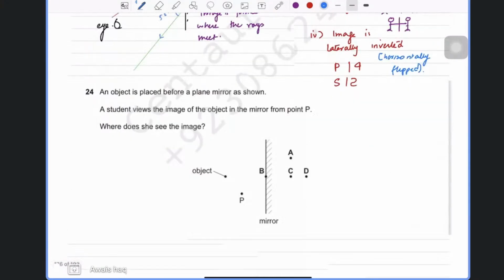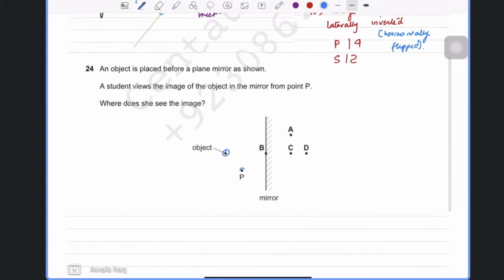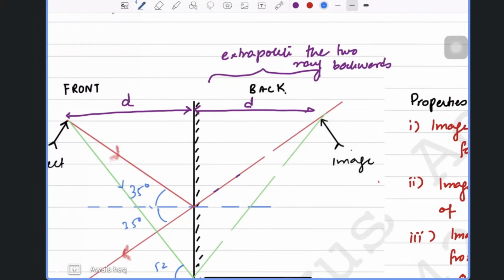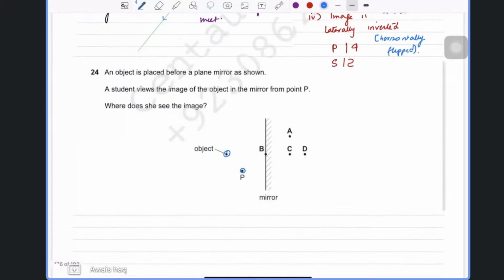Okay, so then looking at the first question, it says an object is placed before a plane mirror as shown. A student views the image of the object in the mirror from point P. Alright, so the object is here and the student views from here. So it says where does she see the image? Obviously, wherever the object is, the image will be directly in front of it. Which means that D has to be the correct answer because that would make the same distance and the same place. Is it clear?